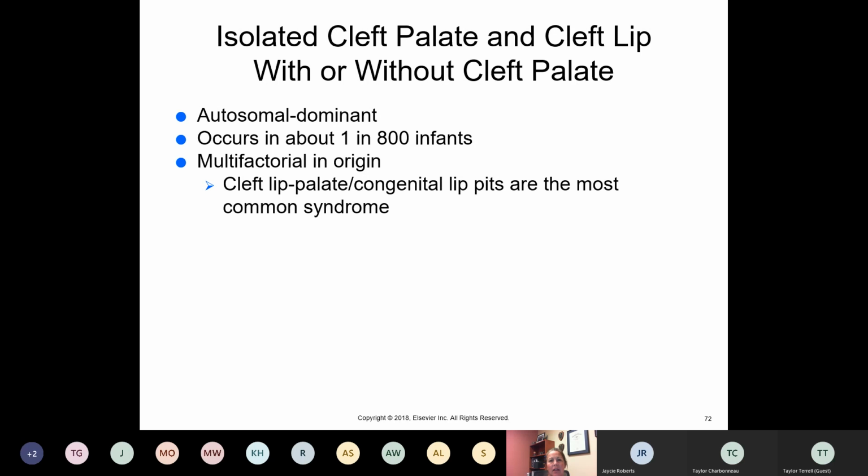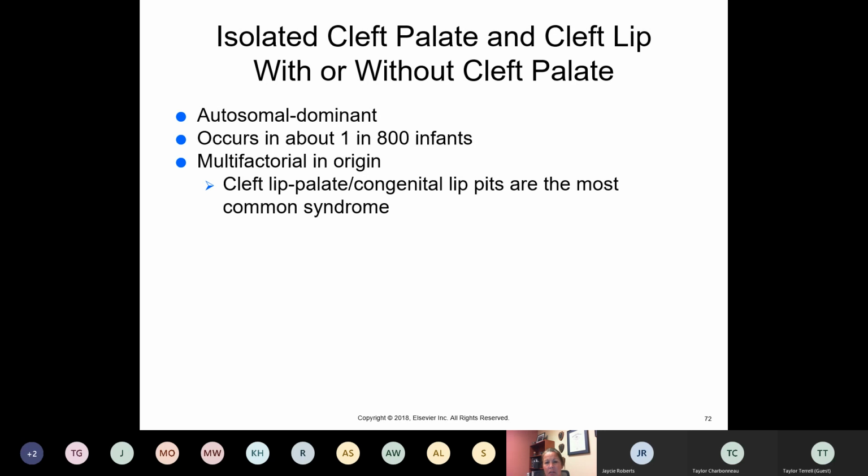Isolated cleft palate and cleft lip. You can have cleft lip alone, or you can have it along with cleft palate. There is an autosomal dominant trait. It occurs in about 1 in every 800 infants, and it is multifactorial in origin. Like I said, cleft lip can occur with cleft palate.